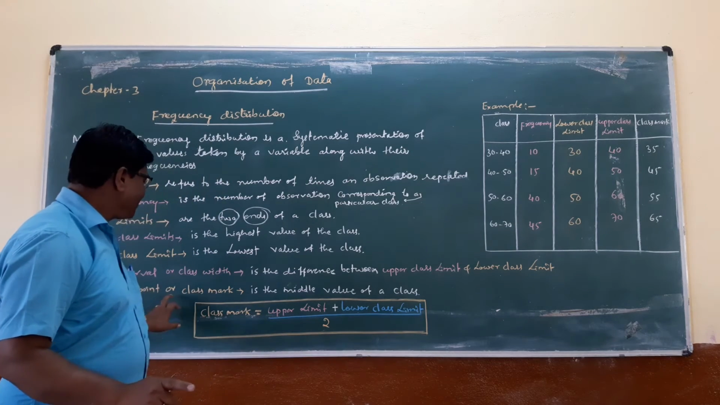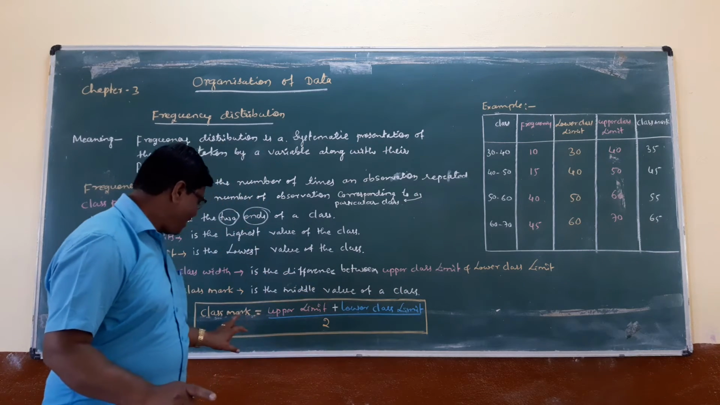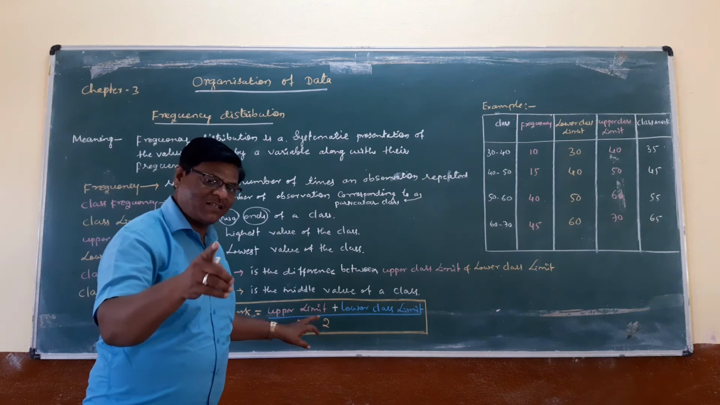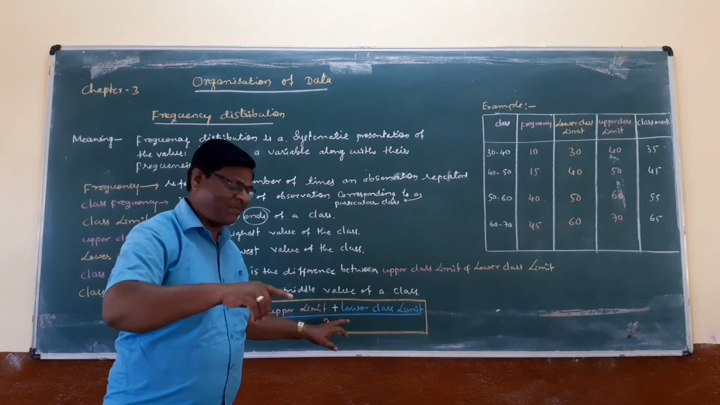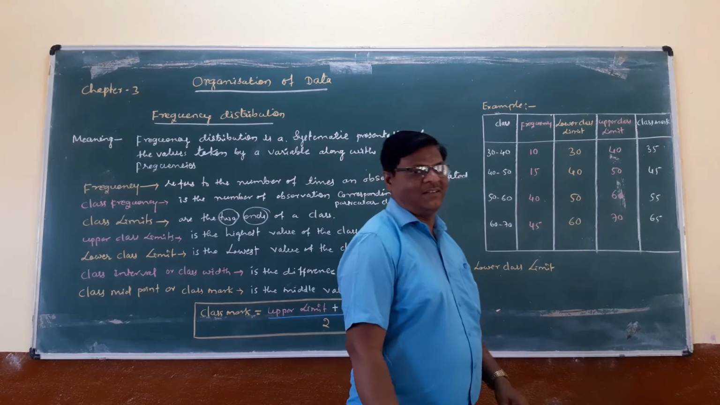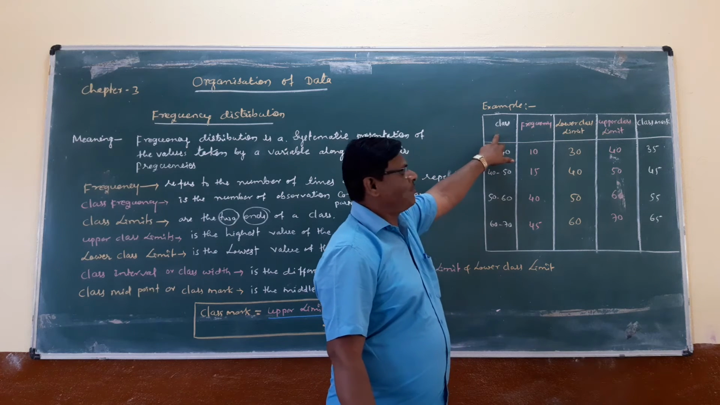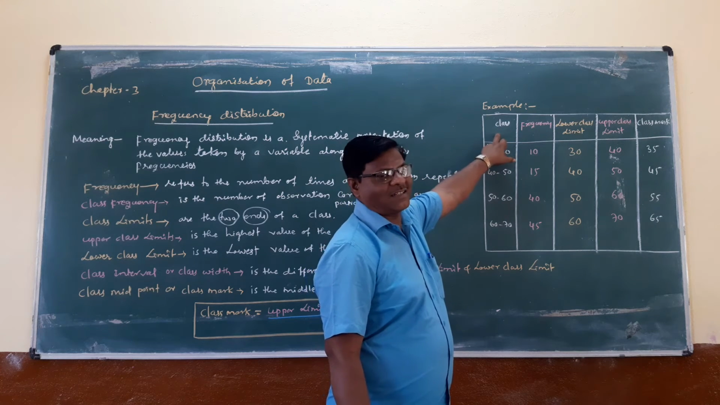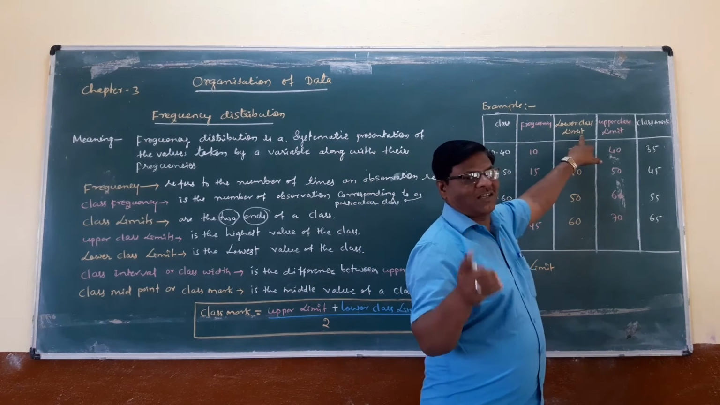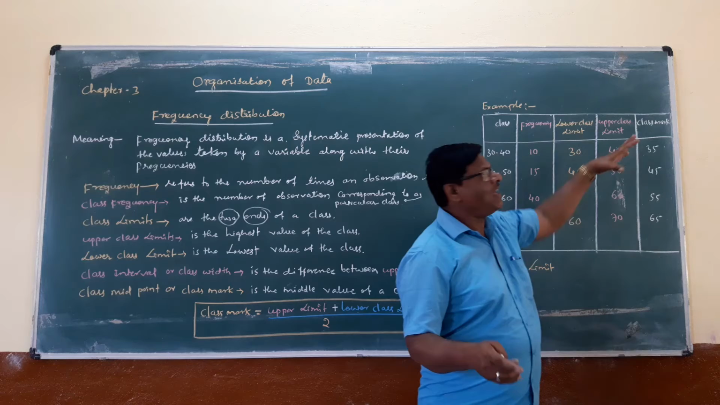The class midpoint or class mark is the middle value of a class. The class mark is equal to the upper class limit plus lower class limit divided by 2. For example, the example is given in the chart. The first column indicates the class, the second column indicates the frequency, the third column indicates the lower class limits, the fourth column indicates the upper class limits, and the last column indicates the class marks.